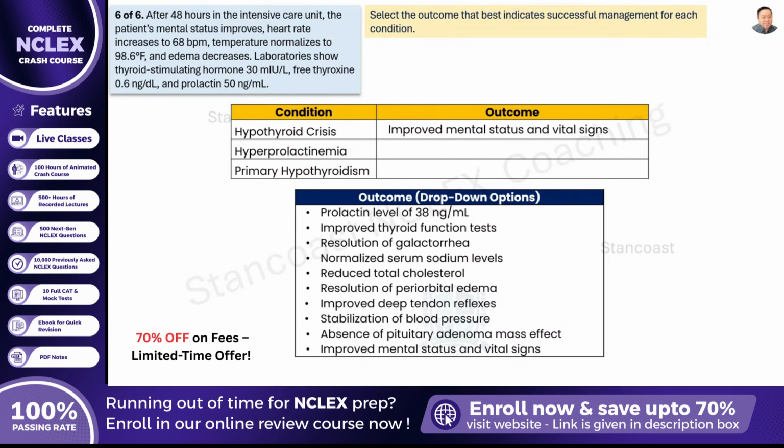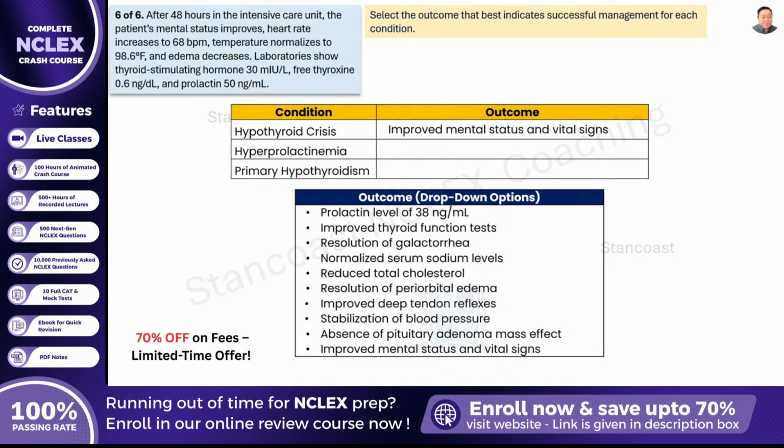Now, if you selected improvement of deep tendon reflexes, the reflexes can slow down with hypothyroidism, but this is something that can be restored within a matter of weeks to normalize, not the priority right now.